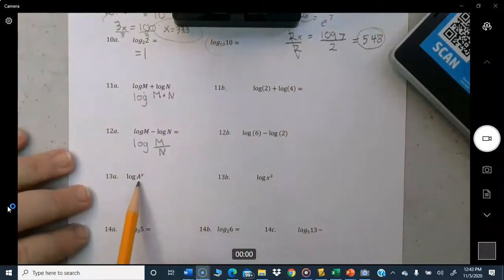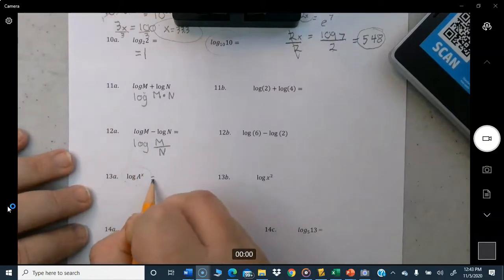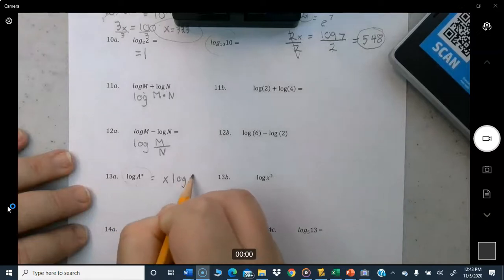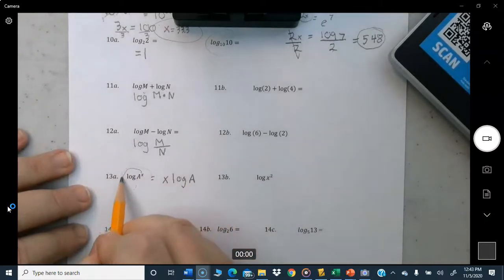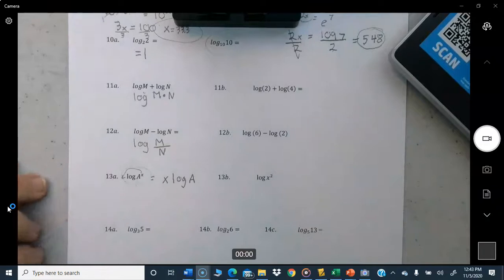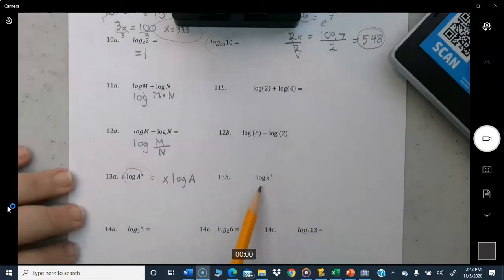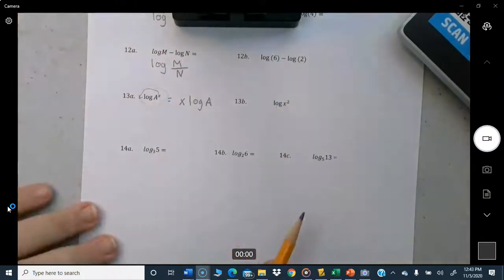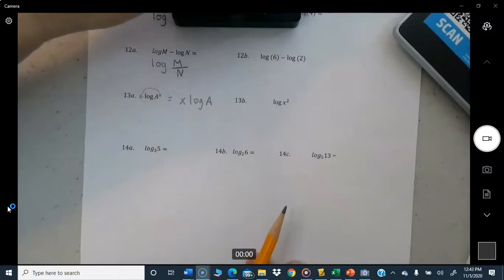This one I'm just trying to get you to do the principle we actually did earlier. This is simply going to equal x log a. You take the exponent and you move it out in front like that. It becomes x log a. You can do that one. There's no number answer to get. You're just rearranging it and showing how it works.